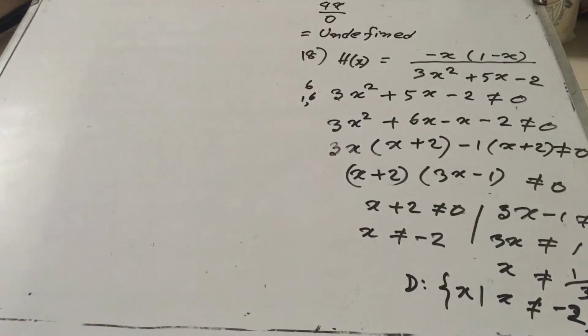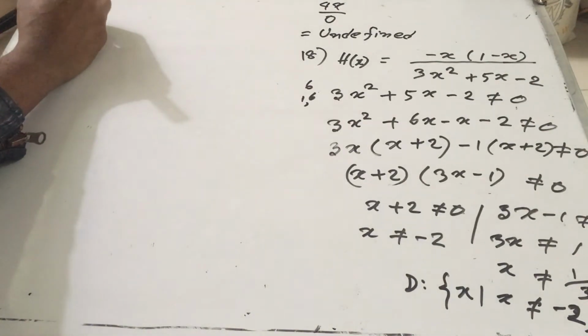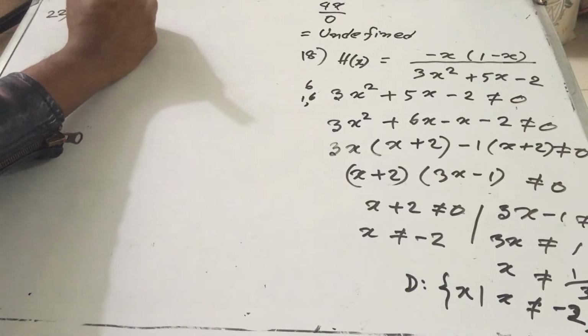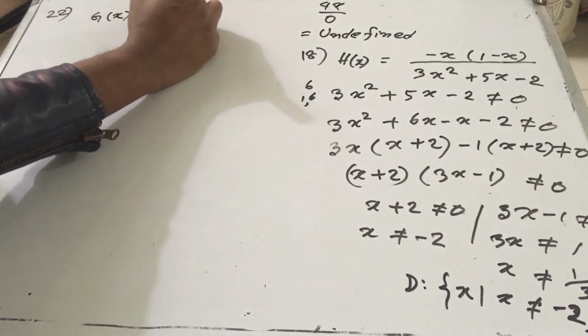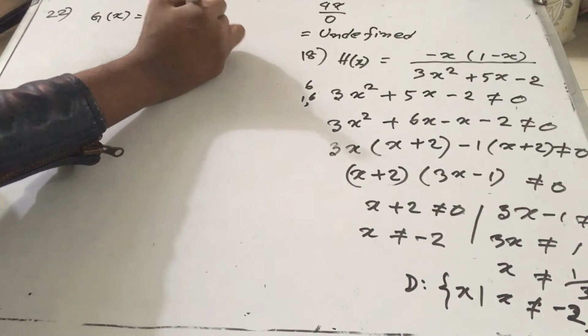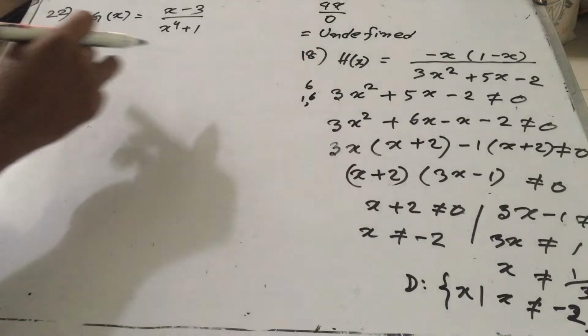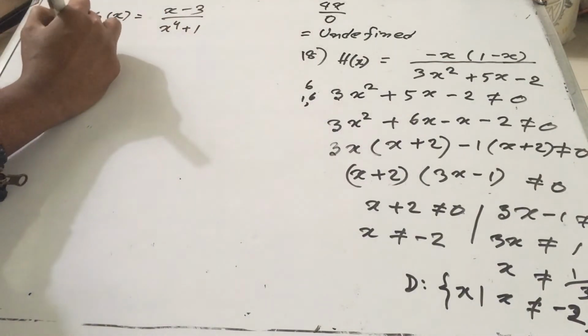So another math, let's try 22 number. 22 and 21 are both the same math. So let's try 22 number. The function is g of x equals x minus 3 over x to the power 4 plus 1. Okay, so this value cannot be equal to 0 from this condition.